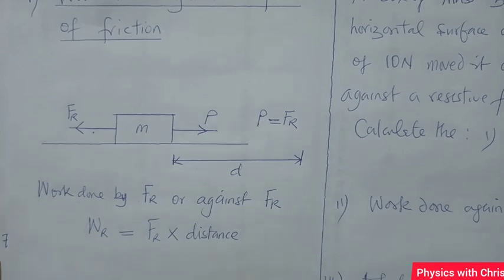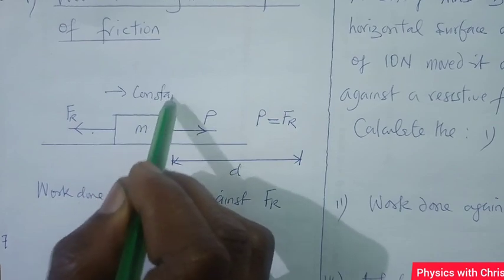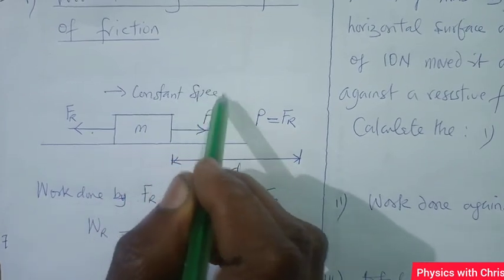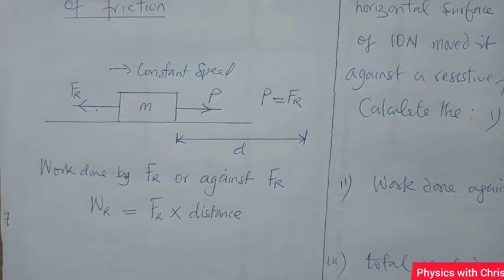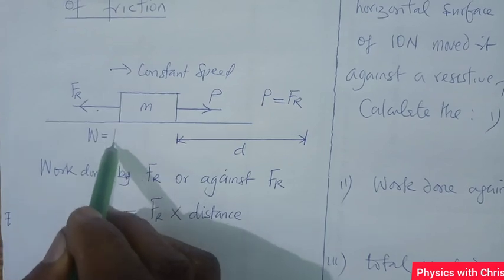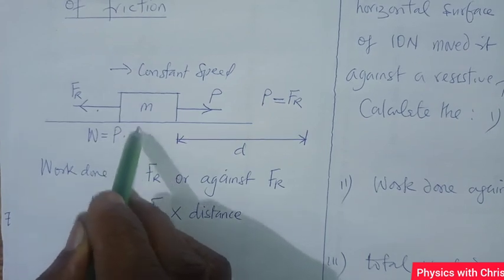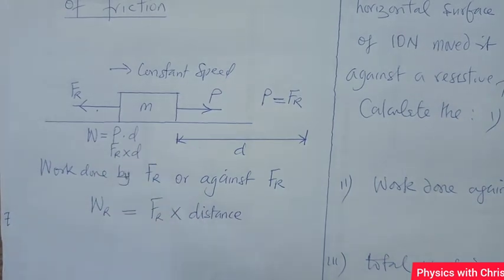So the work done against friction, if the body moves with a constant speed along this horizontal surface, is force P multiplied by distance d. So I can say work done against friction, W, equals P times d. Or we can say Fr, which is the frictional force, multiplied by distance d.